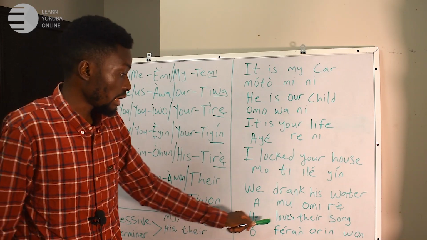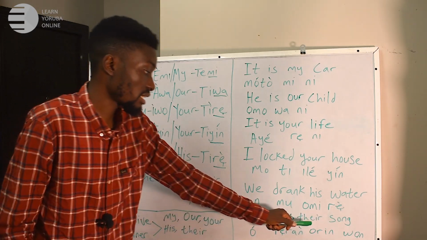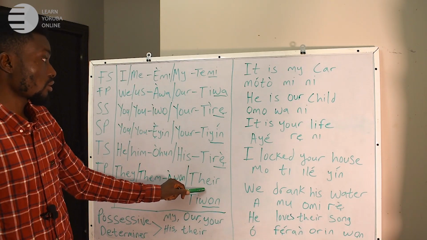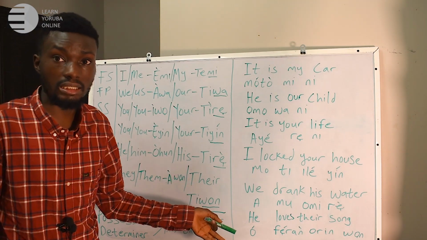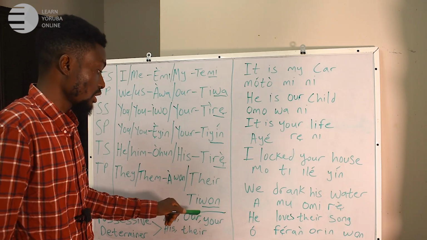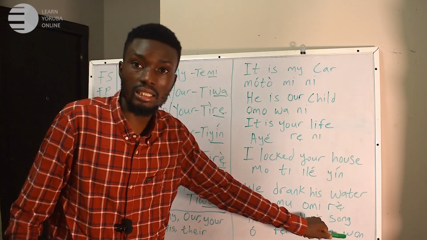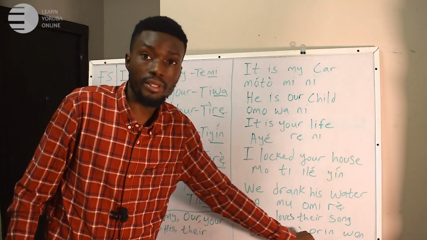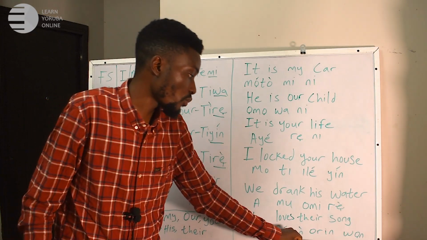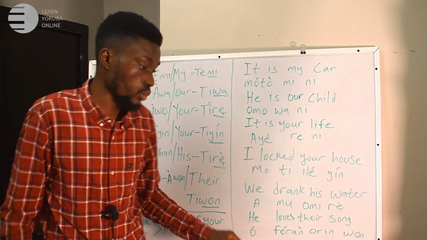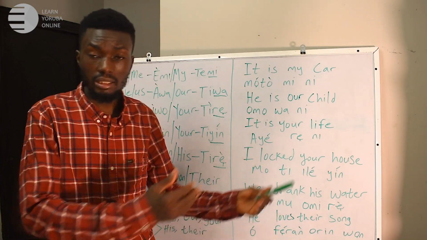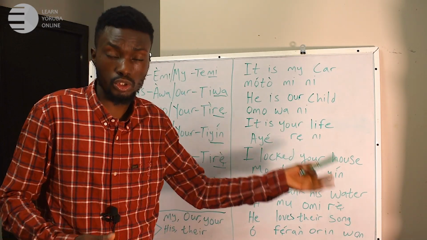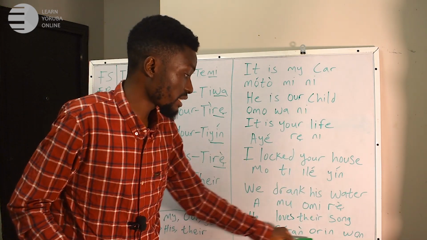And now, he loves their song. "Their" now is a possessive determiner, and it is still wọn. When you want to use it as a determiner in possession, it is wọn. So he loves their song. Ó fẹ́ràn orin wọn. So song in Yoruba is orin. And I said earlier, the noun will come first before you use the possession. So ó fẹ́ràn orin wọn.